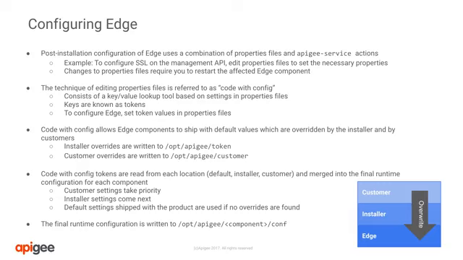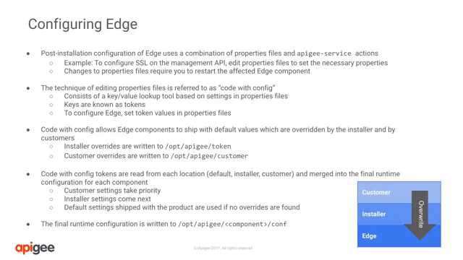It consists of a key value lookup based on settings in the properties files. These keys are known as tokens. To reconfigure Edge, you set tokens in custom properties files. This method allows Edge to ship with a set of default values which can be overridden by the installer but also by the customer. Install time overrides are written to /opt/apigee/token.